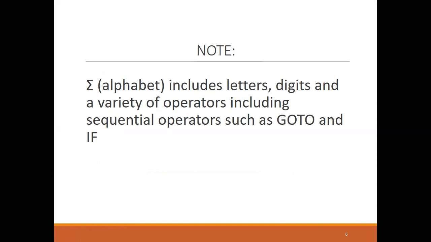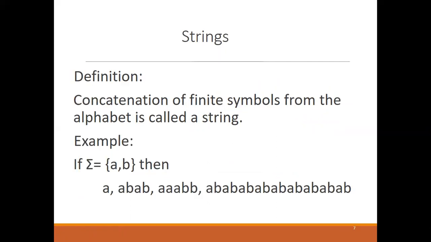It is important to note that an alphabet can include letters, digits, and a variety of operators, including sequential operators such as go to, and if, etc. So you have to define the set of basic units, which can include letters, digits, or specific sequential operators and other operators as well.